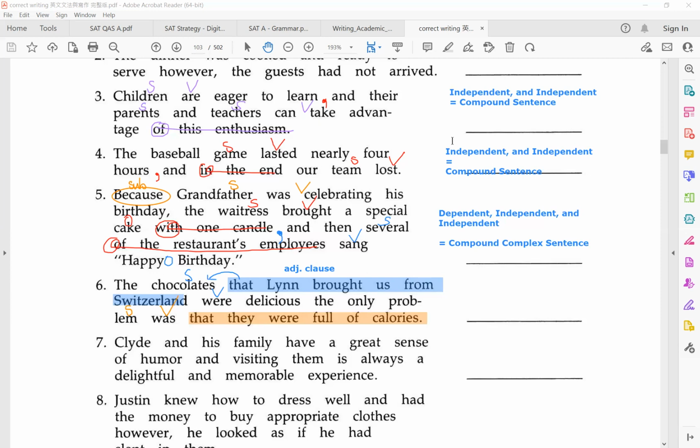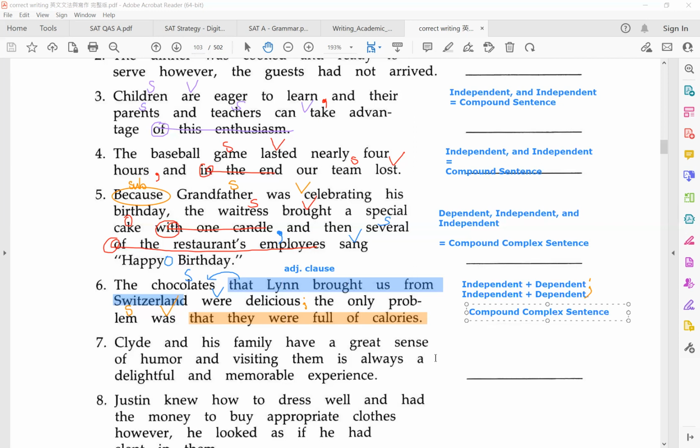But essentially what we have here is independent with a dependent adjective clause in between, right? And then I have independent with a dependent noun clause afterwards. So this is a compound complex. And how do I join them? I can simply use a semicolon. All right, like a semicolon here. And this is a compound complex sentence.